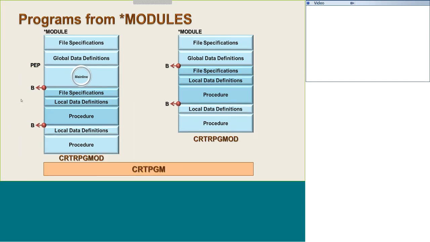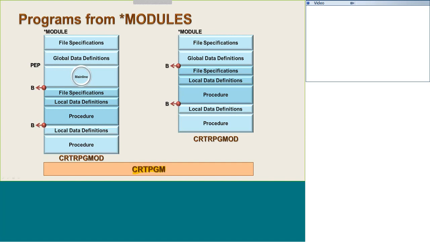Here's another way of creating a program from modules. Here you have a module. It's a cycle main module. I can tell that because it's got a main line. It's got a PEP, so that's the program entry point, and it's got a second module. These two are created using Create RPG Mod in both cases. And then these are bound or compiled into a program using the command Create Program. That takes one or more modules and it creates a program executable from the modules.